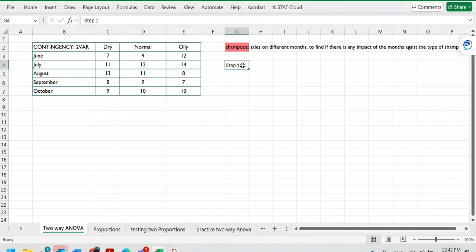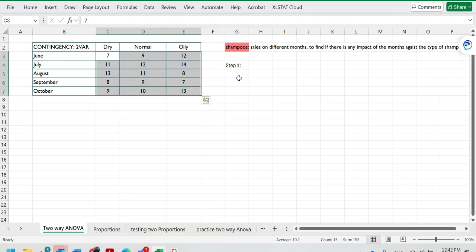So now we have a contingency table against two variables. This is the type of shampoo. That's natural, normal shampoo or dry skin shampoo or oily skin shampoo. Against the other variable, which is the month. So I have data for how much of each of these units are sold in different months.